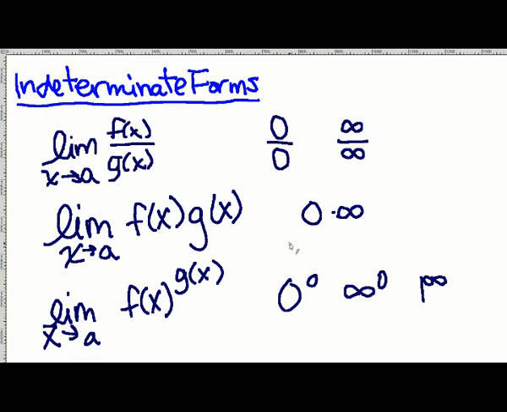And our very first technique will apply only to our fractional indeterminate forms: 0 over 0, if the numerator and the denominator both go to 0 as x goes to a, or the numerator and denominator both go to infinity as x goes towards a, where a is any real number, could be a one-sided or a two-sided limit, or it could be plus or minus infinity.